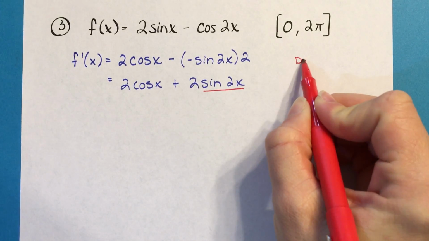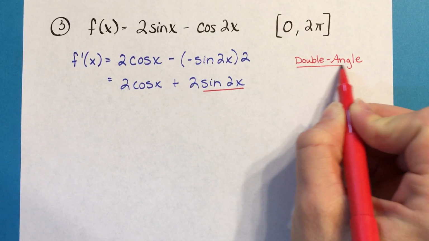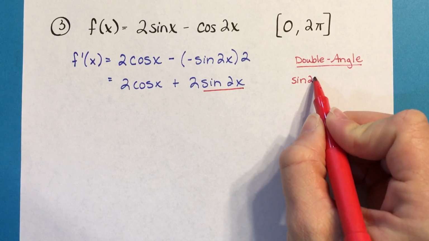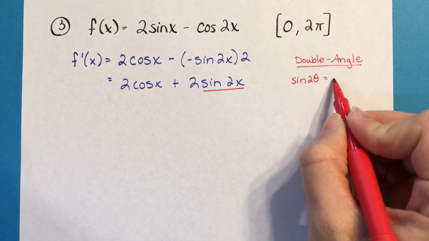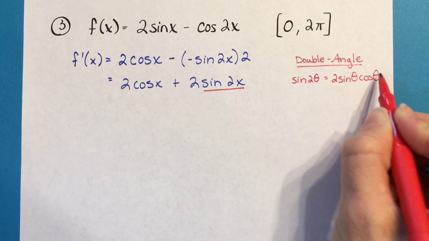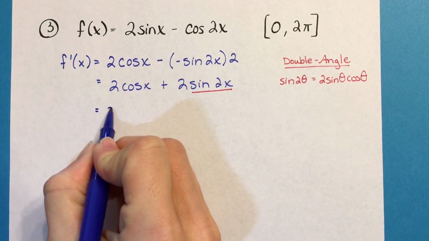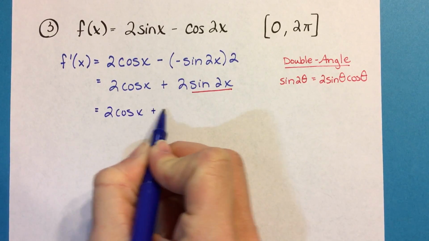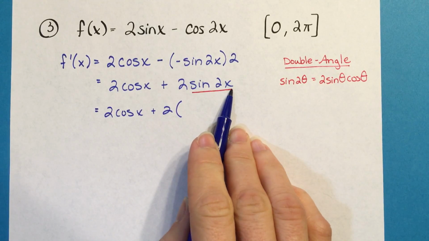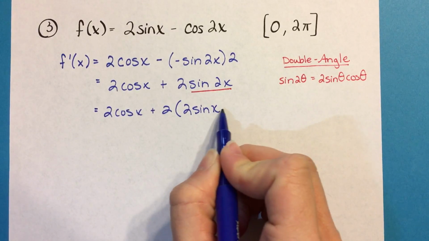Just writing down, this actually has to do with double angle. You learned some double angle identities in trig, and sine 2 theta, or whatever variable you want to use, is the same thing as 2 sine theta times cosine theta. So that means that I can rewrite this. So I'm just replacing, of course, this 2 is this 2, and now I'm replacing the sine 2x using this identity. Of course, I'll have x instead of theta.